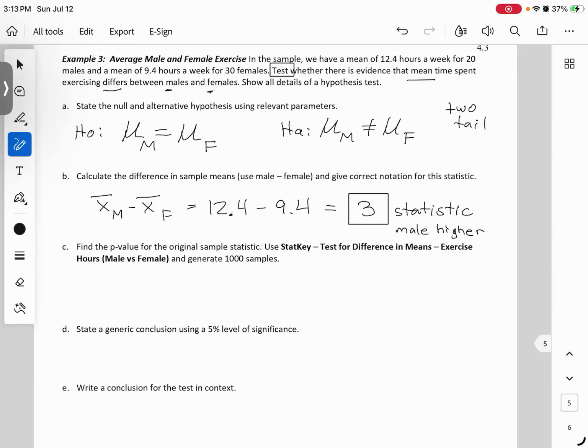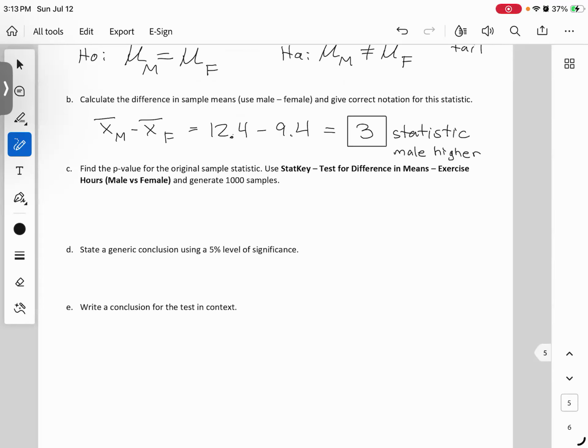Again, some might want to just stop there and say, well, there you go. We got evidence that males work out more than females. But we can check to see whether this was a fluke or not. Now, in order to do that, sometimes it's us counting the dots, sometimes it's us using StatKey. This is one where we're going to use StatKey. Here's where we're going to go. Difference in means. Going to do a randomization. And then the study is this one about exercise hours, male versus female.